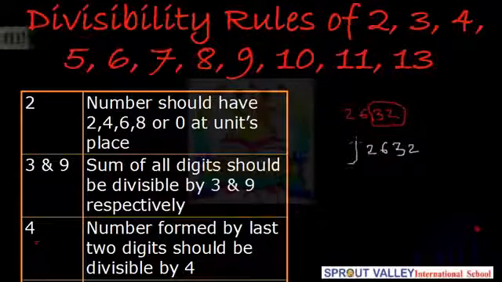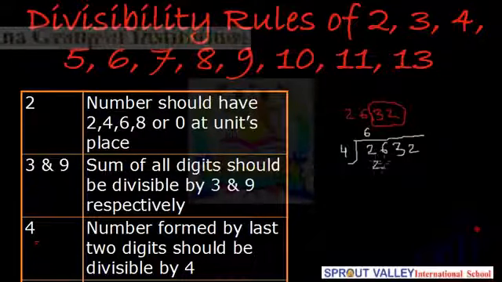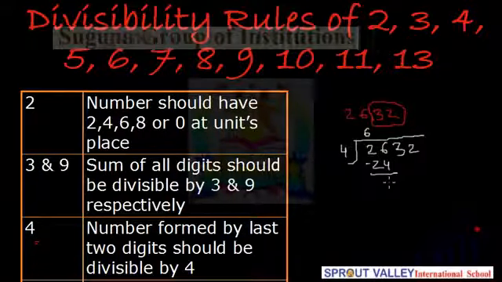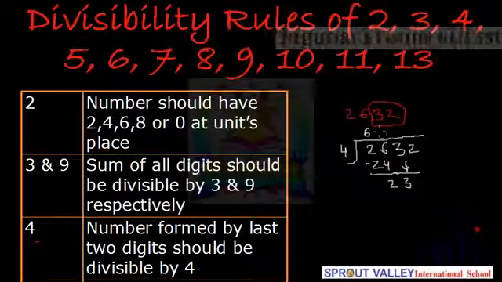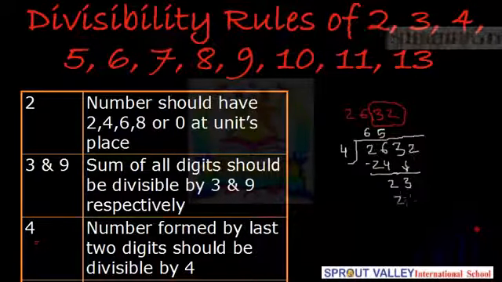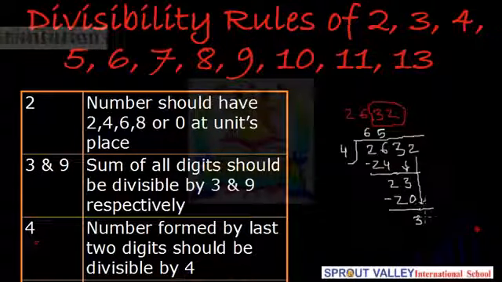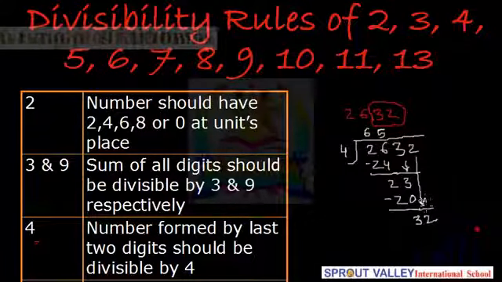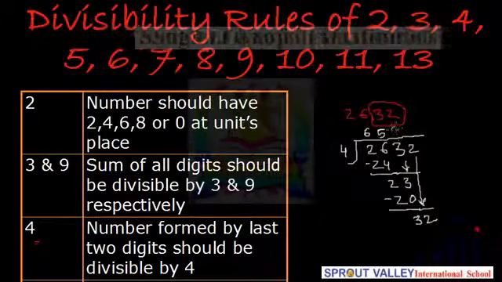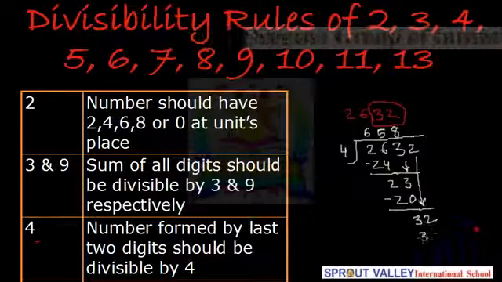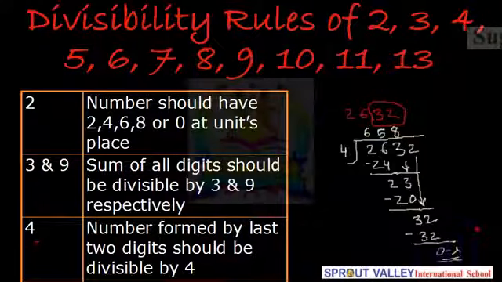2632. If I try to divide this by 4, 4 6s are 24. 2 is the remainder. Let me note this 3 down. 4 5s are 20. 3 is the remainder. And if I note this 2 down, again it boils down to dividing 32. And 4 8s are 32. And we get remainder 0 again.